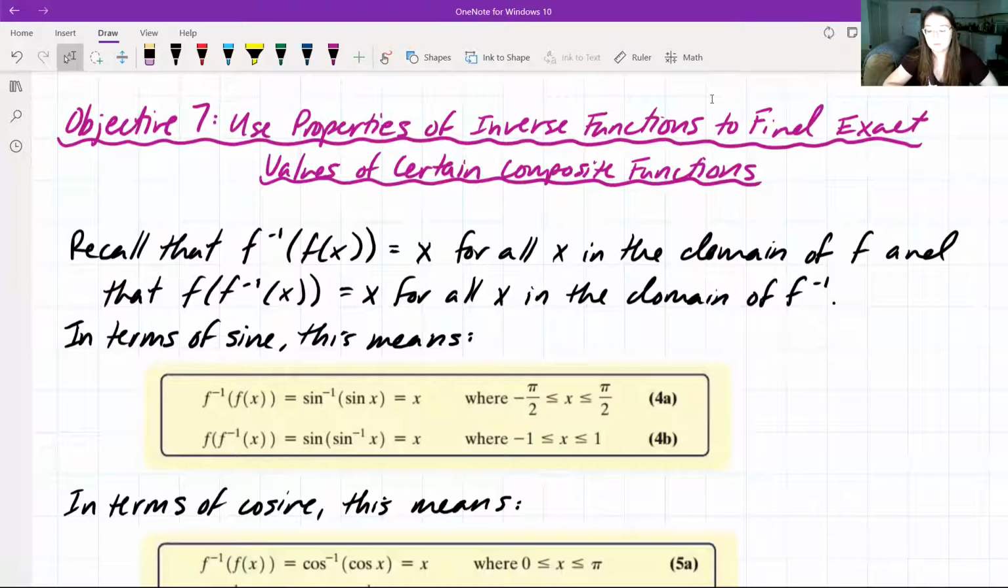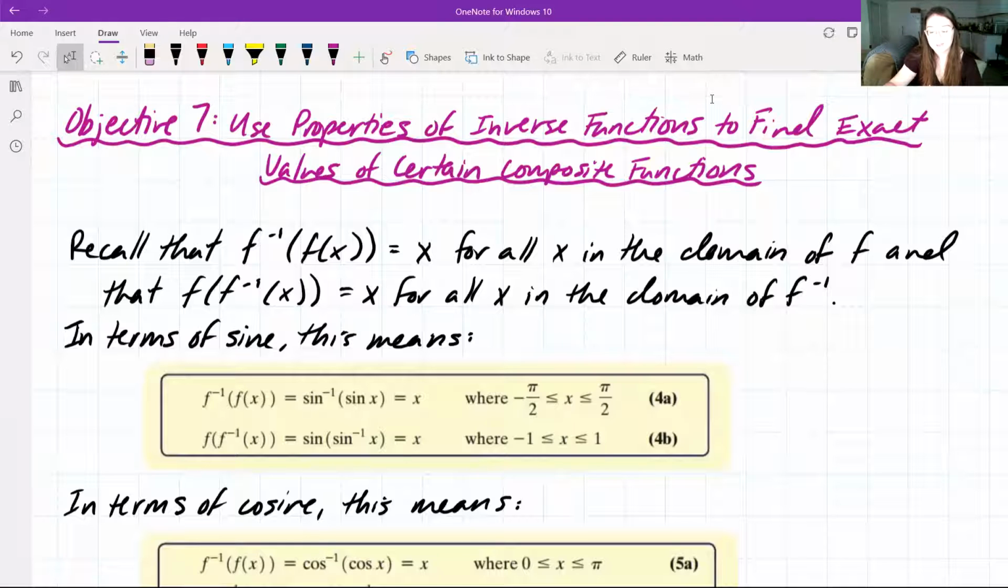So objective 7, we want to use properties of inverse functions to find exact values of certain composite functions. So we want to recall that f inverse of f of x is equal to x for all x in the domain of f, and that f of f inverse of x is equal to x for all x in the domain of f inverse.